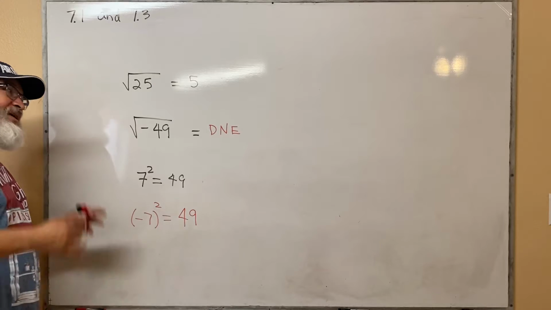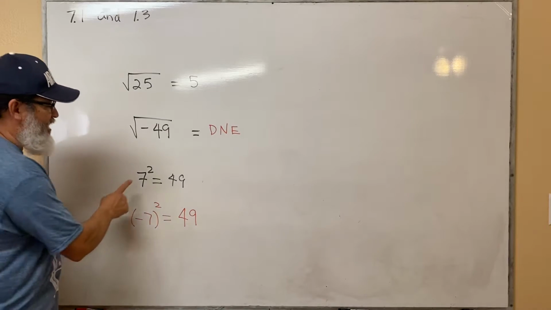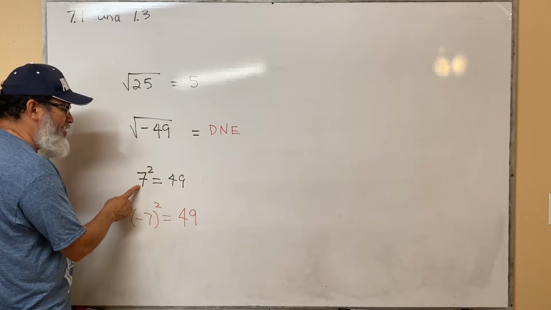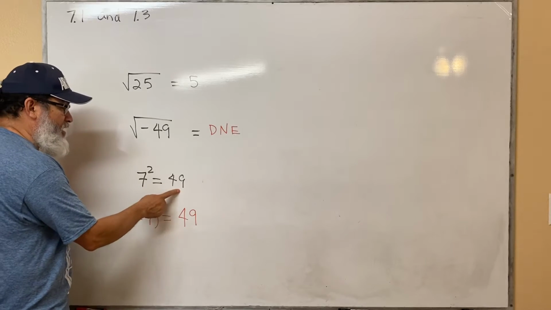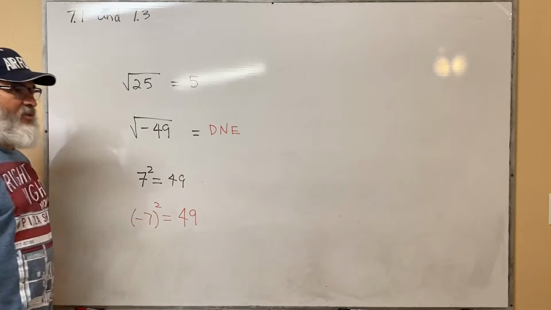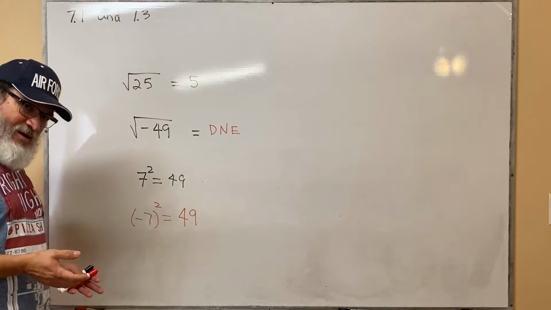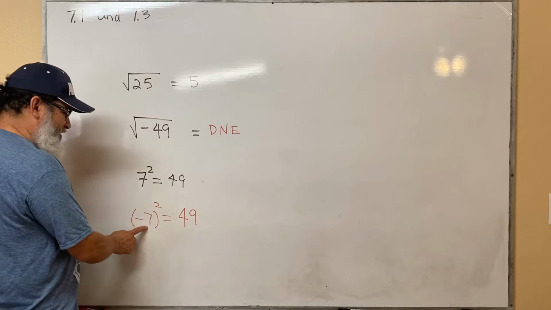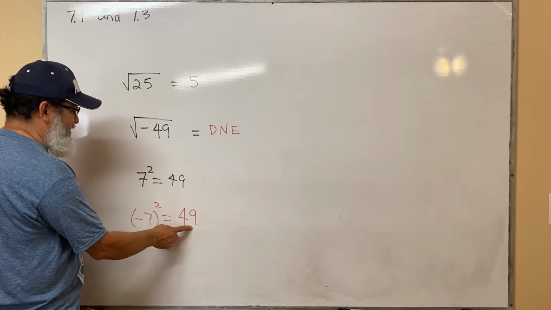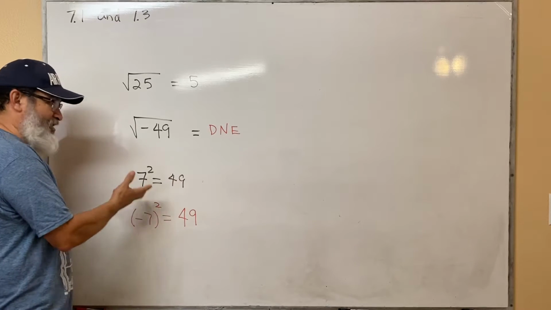Why? Because if you say 7, when you square 7, you get 49, not negative 49. If you say negative 7 squared, it equals 49, not negative 49. So therefore, the answer does not exist.